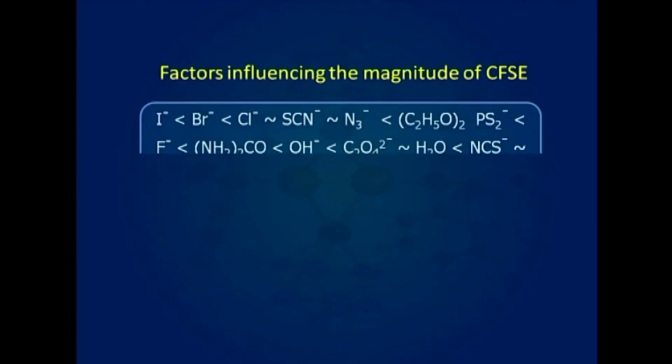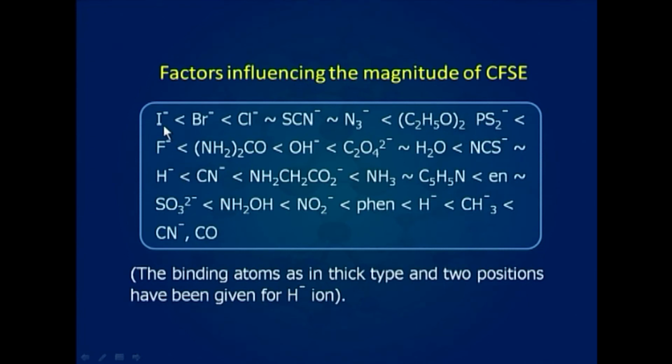The common ligands can be arranged in the order of their increasing splitting power to cause the d orbitals splitting. This series is called the spectrochemical series, which you can see here. You can see iodide is a weaker field ligand and CN- and CO are stronger field ligands. This series shows that the value of delta O increases from left to right in the spectrochemical series.